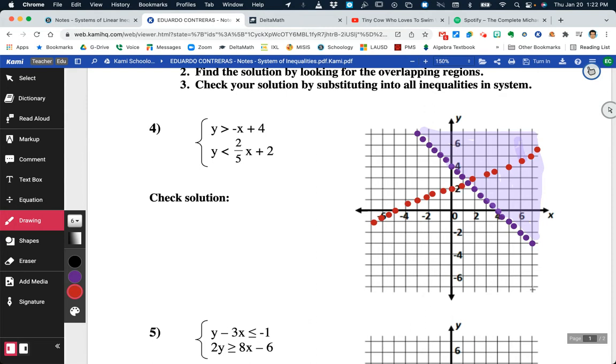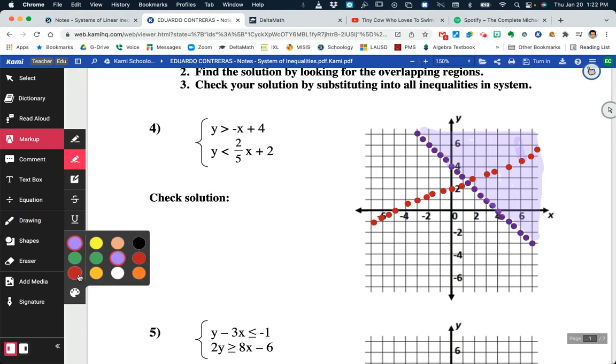So let's go to markup. Pick a color, red, and let's start shading. And after this, we're going to just look for the overlap, but I just wanted to do this one with everything so you can see what we're talking about.